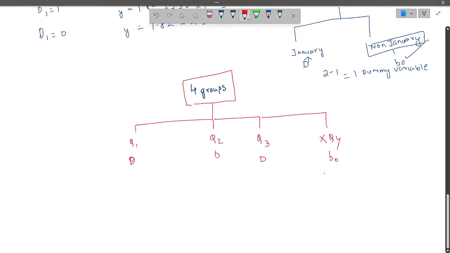And see, remember, the group or the class that we leave out is also known as the base or reference. Always remember this.